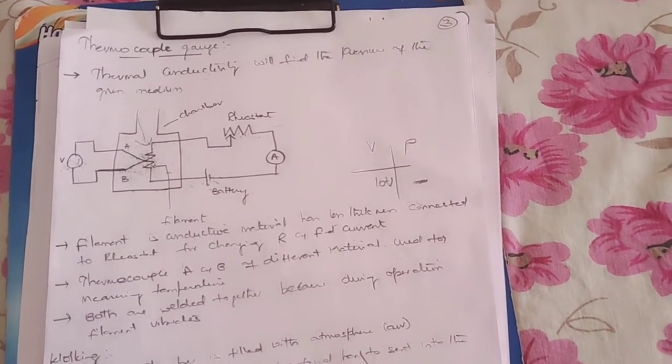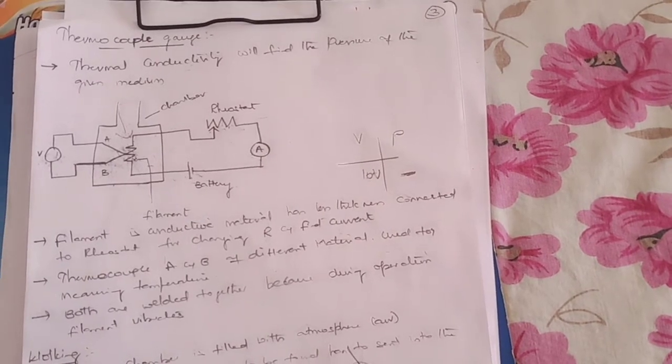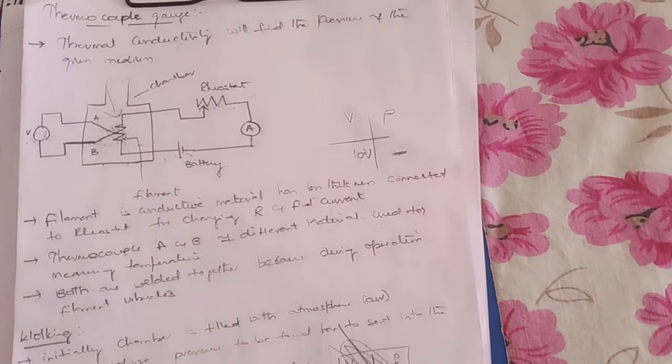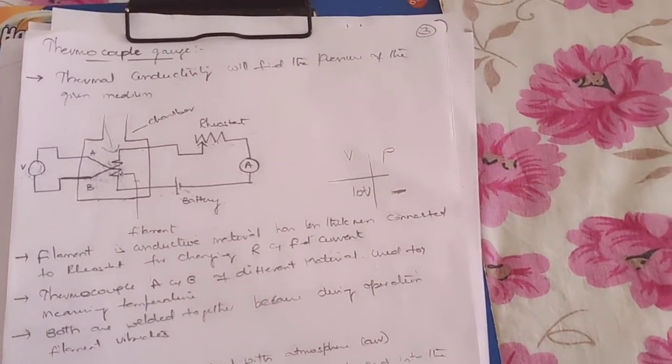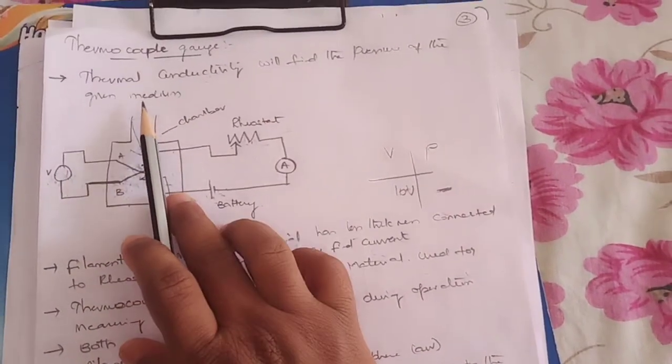Good morning students. Today we'll see the concept of the thermocouple gauge. Thermocouple gauges are used for finding out the pressure of a given medium, which works under the principle of thermal conductivity. Already in the earlier class we have learnt about thermal conductivity. By taking an electric conductor as an example, we have learnt about thermal conductivity.